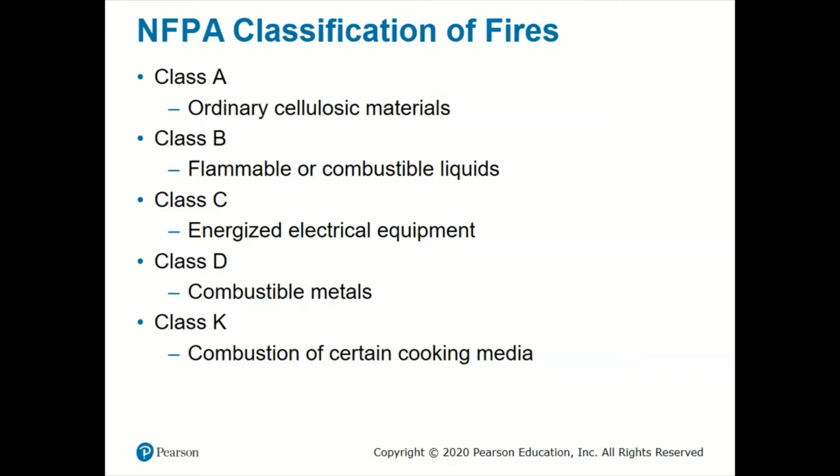Class C materials are electrical. Any kind of device that has electrical equipment that could potentially spark is a class C fire. So electrical fires fit into that category. Things like electric toaster ovens, toasters, electrical wiring in houses.